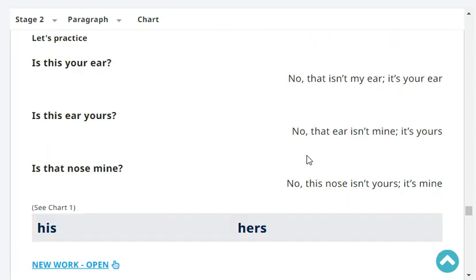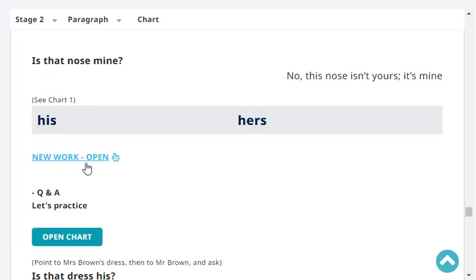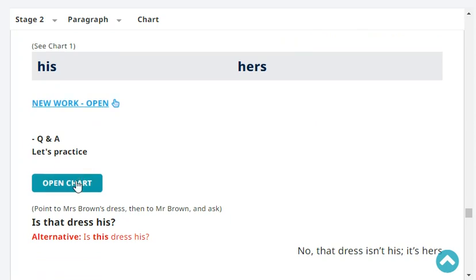Is that nose mine? No, this nose isn't yours. It's mine. Very good.